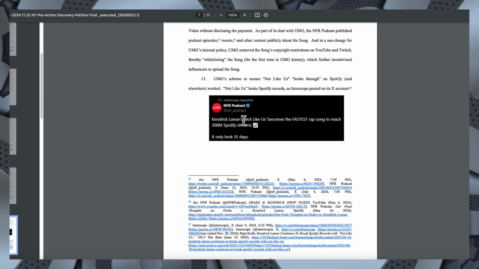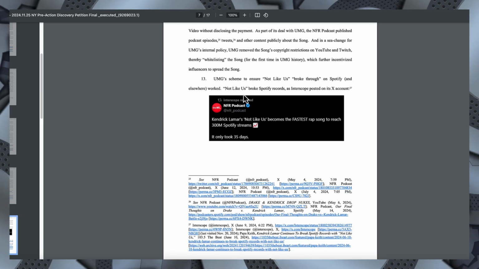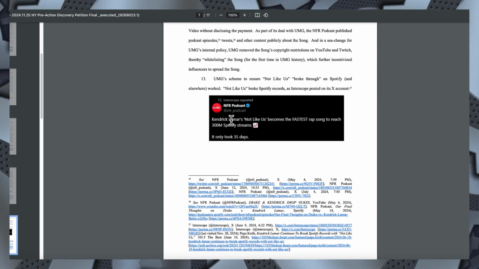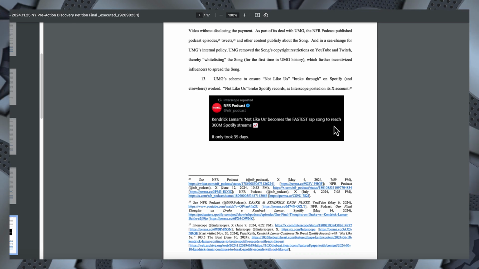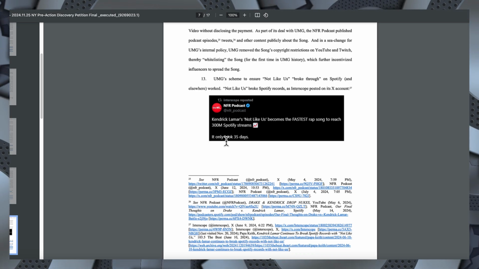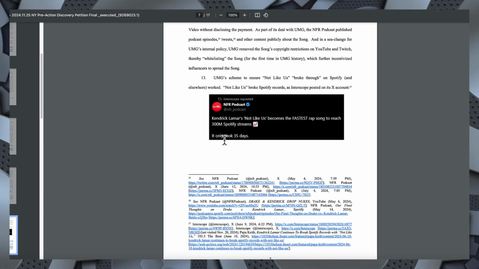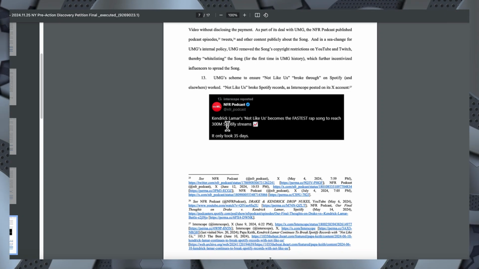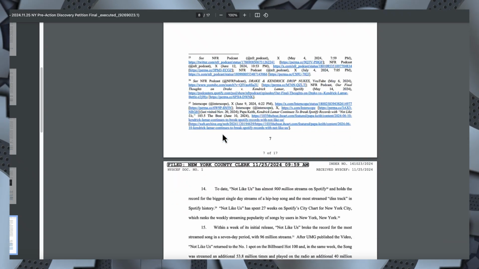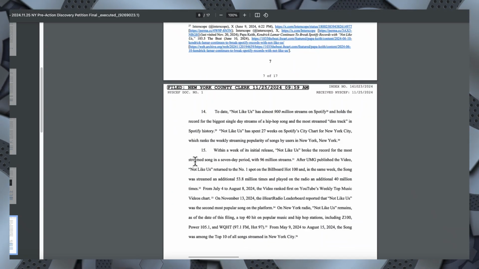That's a picture of Interscope retweeting the NFR podcast. Kendrick Lamar's Not Like Us becomes the fastest rap song to reach 300 million Spotify streams. It only took 35 days. That's crazy, because I didn't know NFR podcast was working with the labels like that.